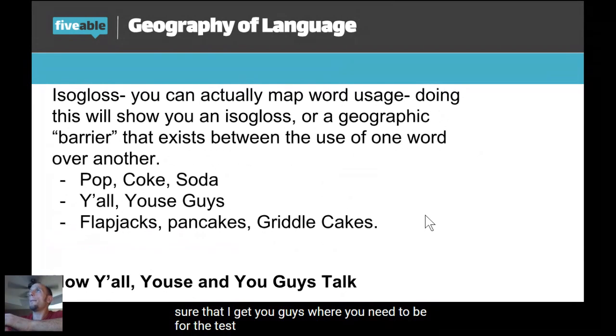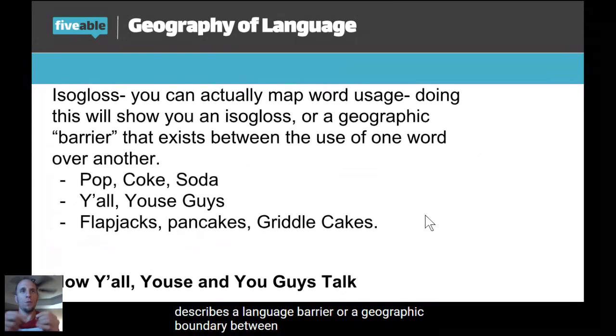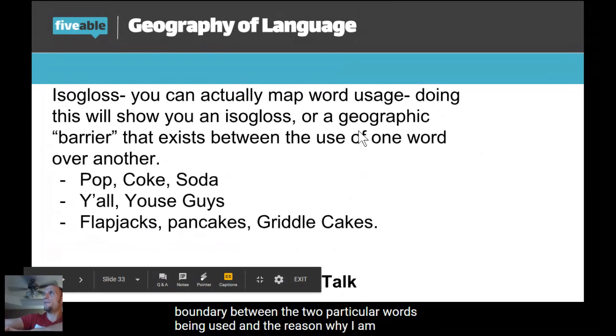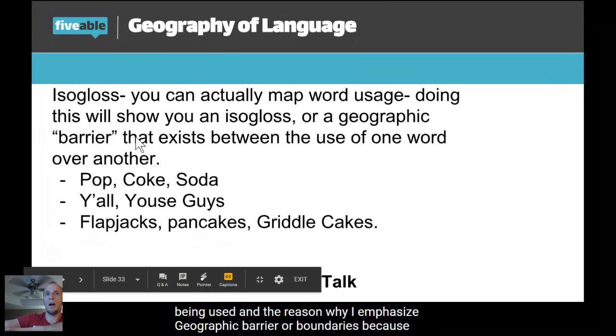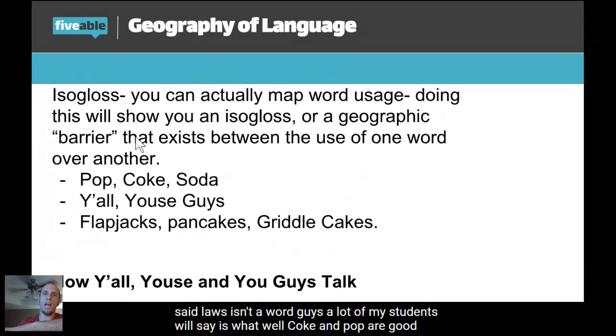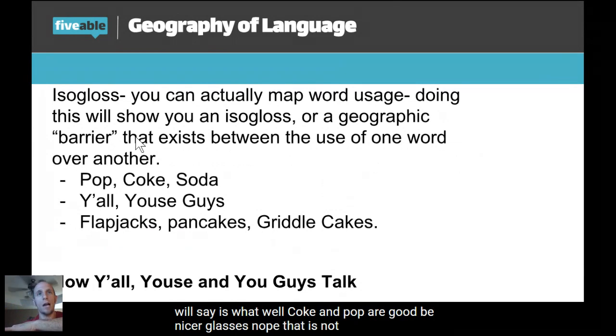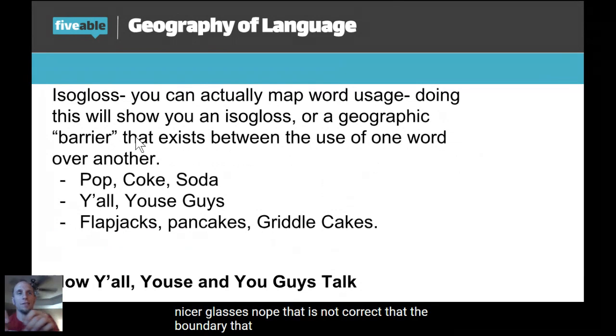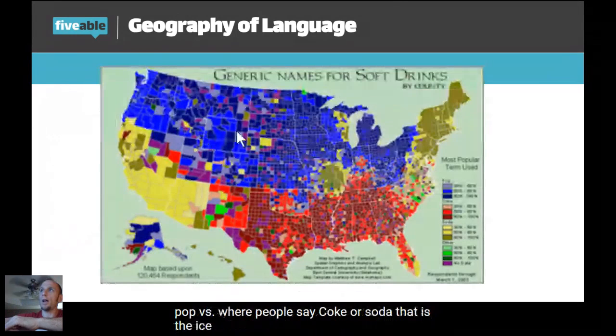An isogloss is a word that describes a language barrier or a geographic boundary between two particular words being used. The reason I emphasize geographic barrier or boundary is because an isogloss isn't a word, guys. A lot of my students will say, well, Coke and pop are isoglosses. Nope, that is not correct. The geographic and spatial boundary that exists between where people say pop versus where people say Coke or soda, that is the isogloss.